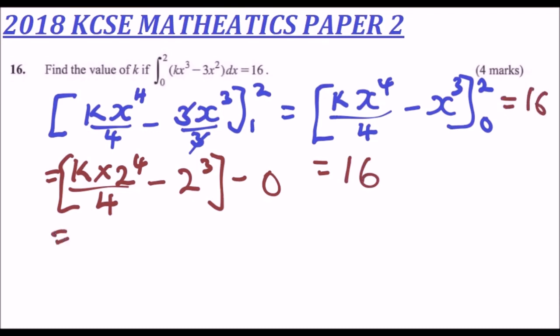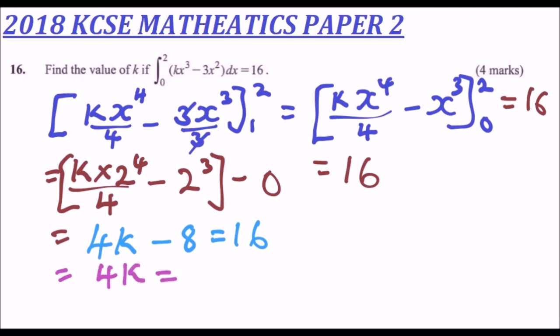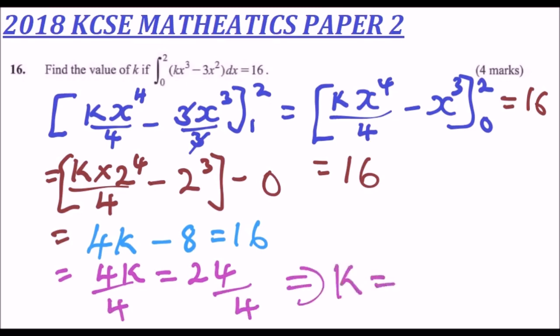So when you work this out, 2 to power 4 is 16. 16 divided by 4 is 4. So you should get 4k minus, the other one is 8, equals 16. Take 8 to the other side, you will be left with 4k equals 24. Divide both sides by 4, and then we have our k equals 6. So that is how you work out that question.